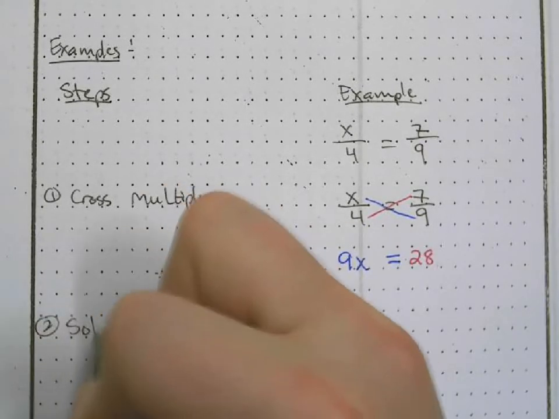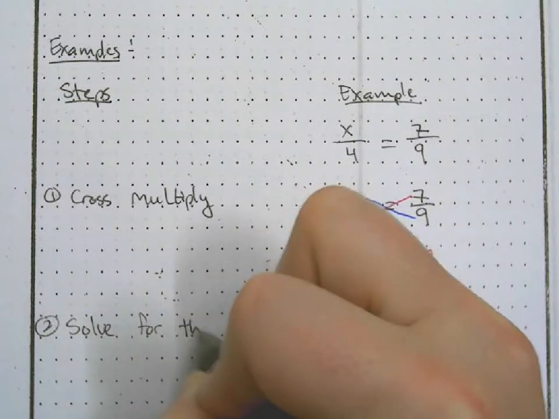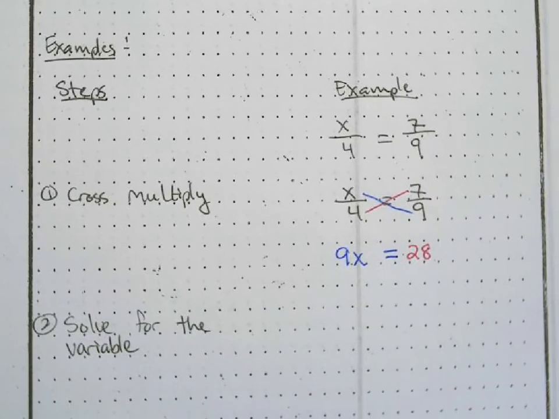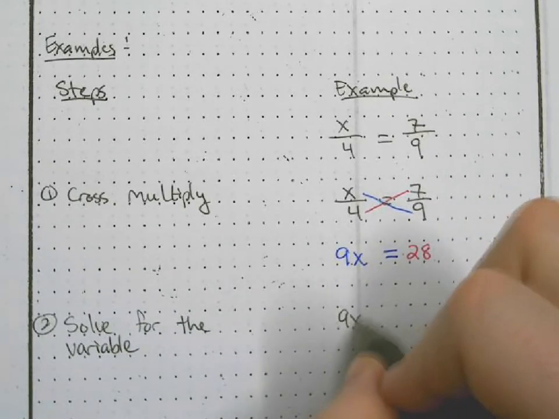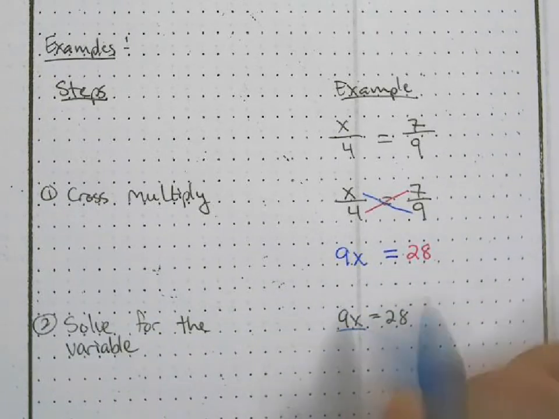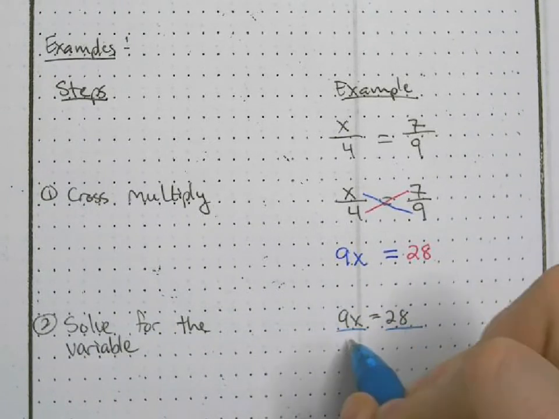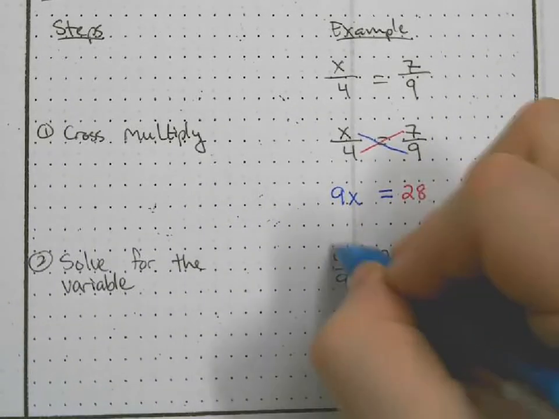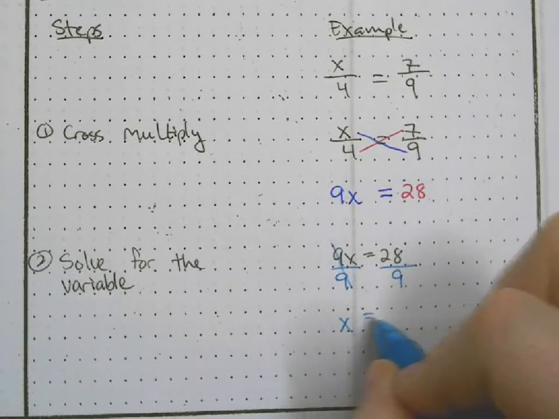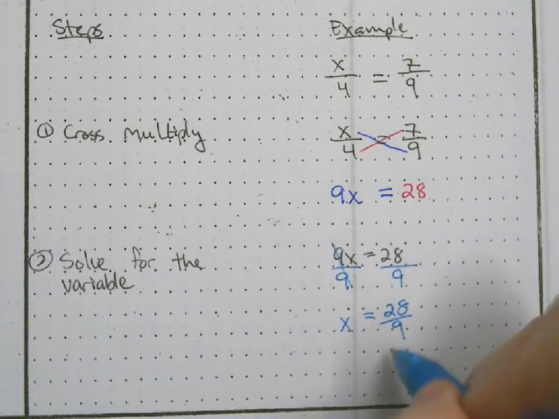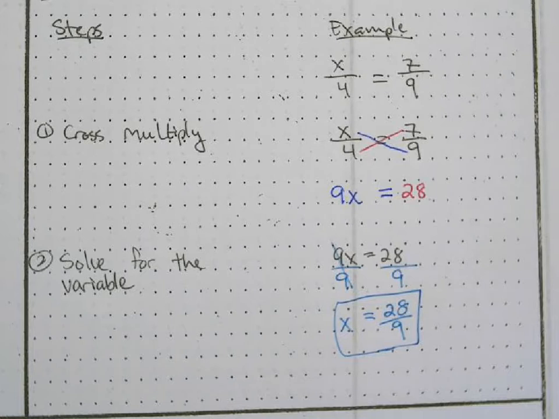Step 2, solve for the variable. So I'm just going to copy where we're at right now, 9x equals 28. Then I'm just solving for x. So since this is multiplication, I'll use the inverse, which is division. We'll divide both sides by 9. Then 9's cancel and we get x equals 28 over 9. Fully simplified, ready to go. Like that.